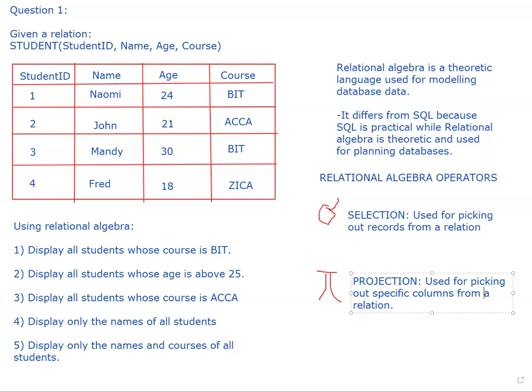So you have to write a relational algebra statement there, which is going to pick out the students that are doing BIT. There you need to utilize the selection symbol. For now, let's copy the definitions and the operators, then we can solve the questions.